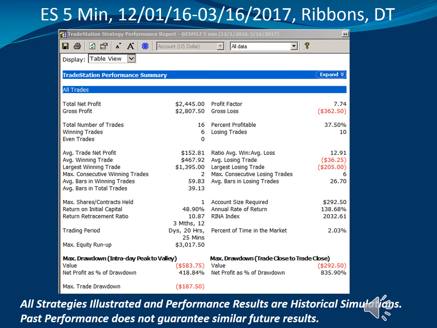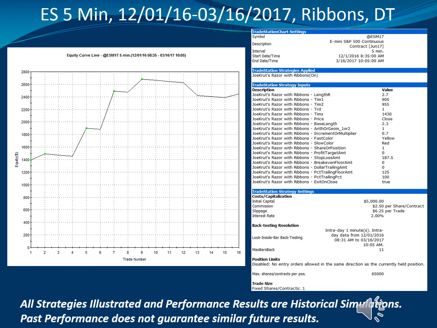The idea behind ribbons is to try to cherry pick, to try to find what trades are going to be the biggest trades and then trade those. One of the problems with Razor with ribbons is there are few trades, only 16 in the example, and one trade was very, very large. It had a $1,400 winner, and so of the $2,400, one trade was responsible.